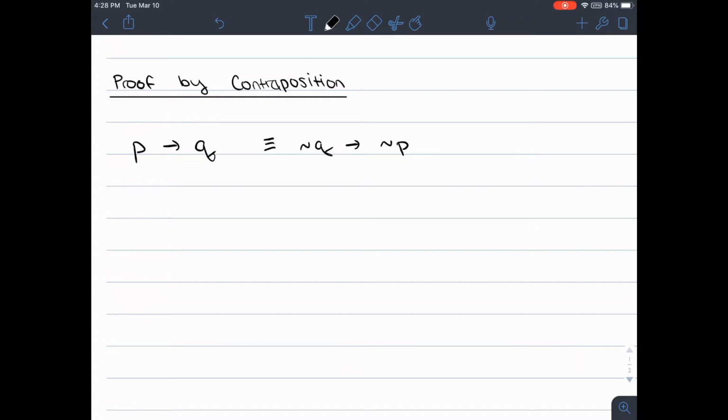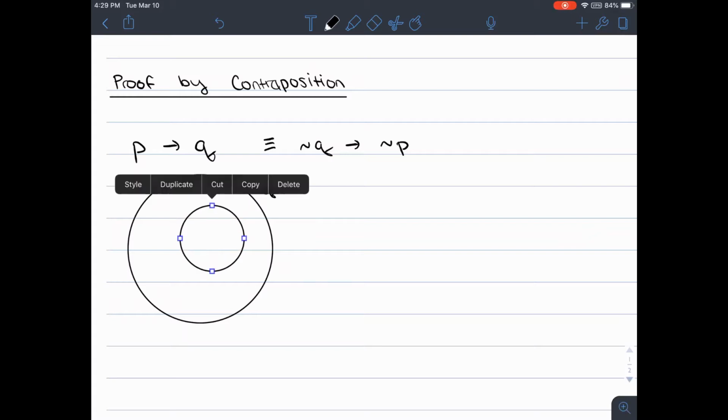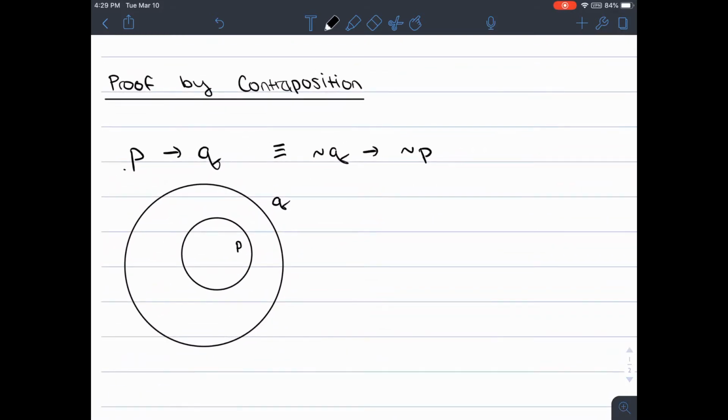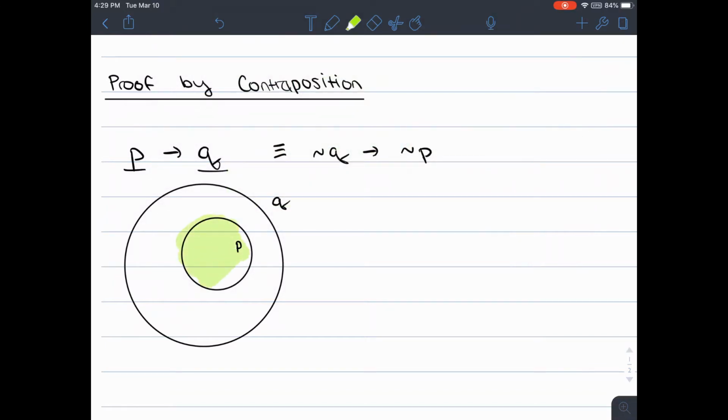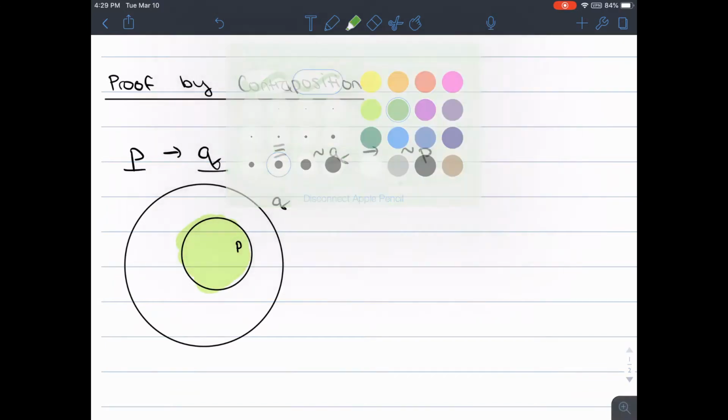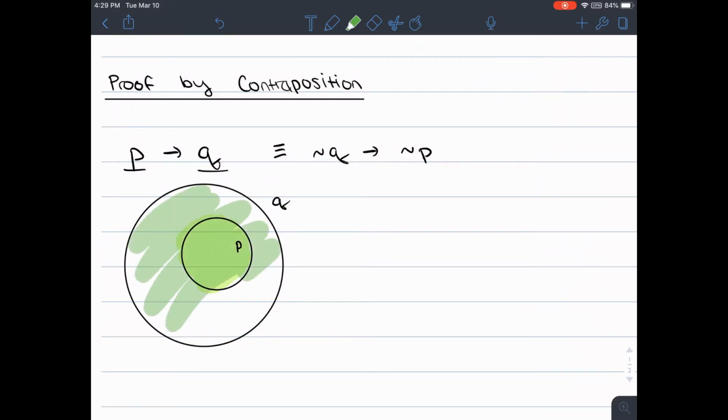Why are they logically equivalent? Well, let's make a Venn diagram. Let's say this circle represents Q, and we have P within it. Thus, let's look at our original statement. P implies Q. If P, then Q. Well, looking at P, if we're inside of P here, then we're also definitely inside of Q, just because P is inside Q. Thus, P implies Q.